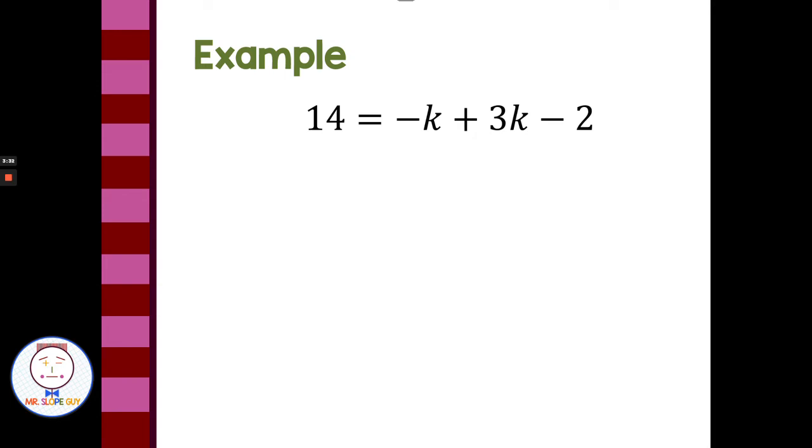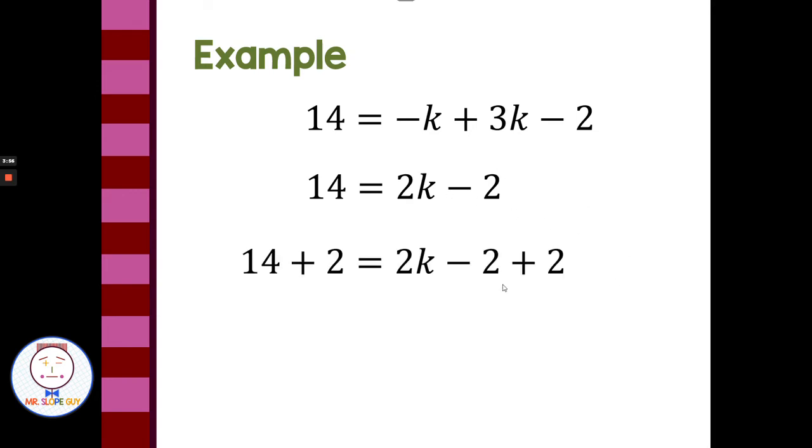All right, let's look at a new one. We have 14 equals negative k plus 3k minus 2. I don't have parentheses for distributive property, but I do see some like terms. I have a negative k and a positive 3k, and I can combine a negative k and a positive 3k to get 2k. Then I'm looking at isolating the 2k, so I can get rid of this minus 2 by adding 2 to each side. Minus 2 plus 2 will leave 2k. And over here, these are technically like terms. 14 and 2 add up to 16. Then to undo 2 times k, I would just divide both sides by 2, and k would equal 8.